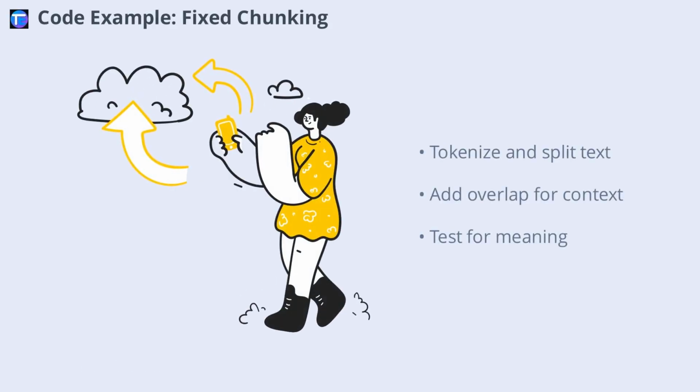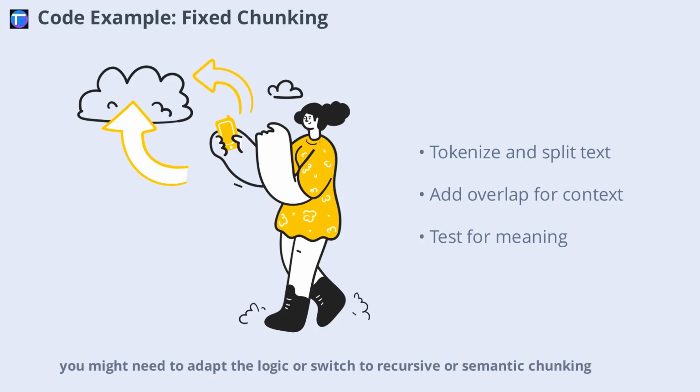Here's a simple code example for fixed chunking. You tokenize your text, then split it into chunks of a specified size, with optional overlap for context continuity. This approach is straightforward and works well as a baseline. For more complex documents, you might need to adapt the logic or switch to recursive or semantic chunking. Always test your chunks to ensure they capture the intended meaning and context.